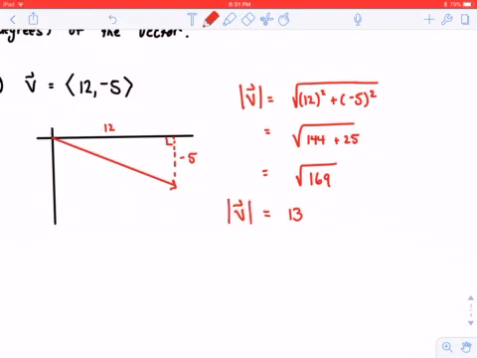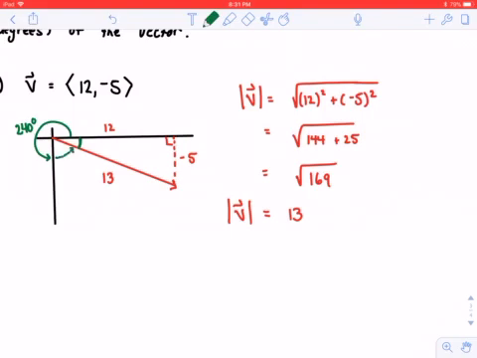Now, to get the direction, we have to do a little bit of right triangle trig, which shouldn't be that big a deal. So here's what I know right now. I know that this is 240 degrees. Now, if I can just find this little guy right here, I should be able to find this last little chunk, because I need theta.